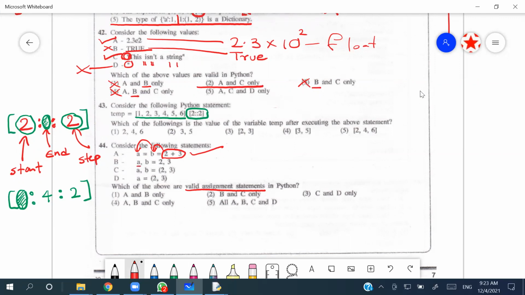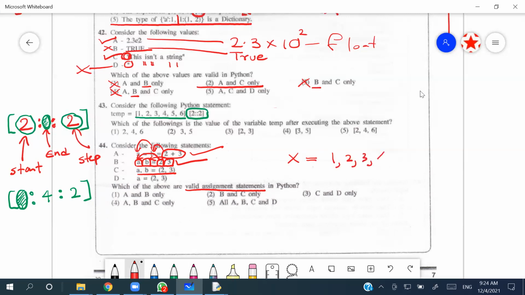And this is what we call tuple unpacking. So the same amount of variables, exactly the same amount of values. So A will be assigned 2, B will be assigned 3. Right? So that is correct. And this goes the same way. Tuple unpacking.